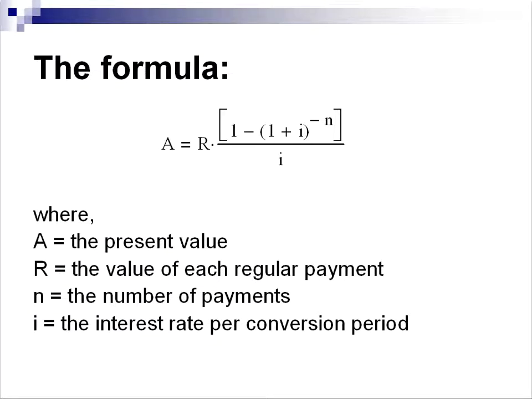This is the formula for the present value of an annuity. A represents the present value. R represents the value of each regular payment. N represents the total number of payments. And I represents the interest rate per conversion period.